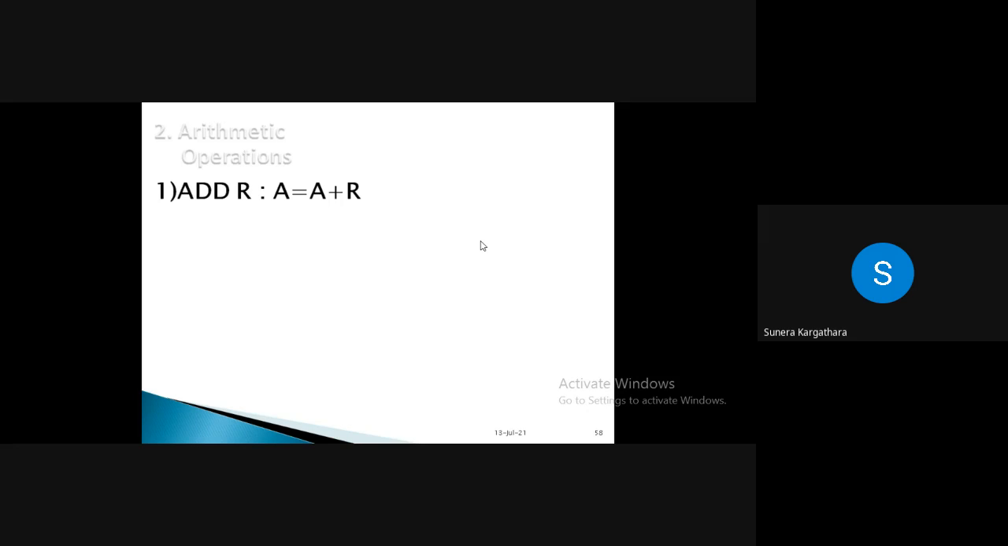So the ADD instruction is the very first and basic instruction of this group, which performs the addition operation. Right? For the first instruction, I'll tell you how to explain.